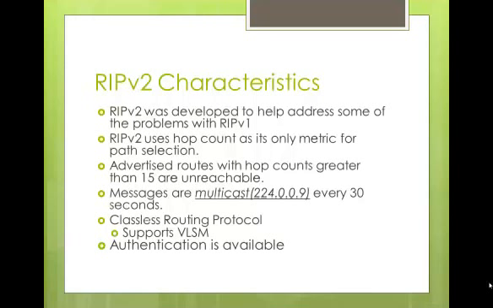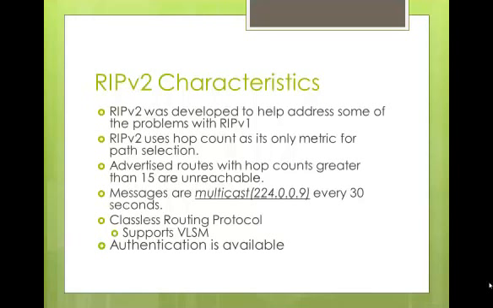Same as with RIP version 1. Something new here, though, is that messages are going to be multicast instead of broadcast. It will still be every 30 seconds, but instead of sending those updates to the quad 255 address, we will send them to the 224.0.0.9 address. This is a great benefit because not all devices listen to that 224.0.0.9 address. Only routers running RIP version 2 do.